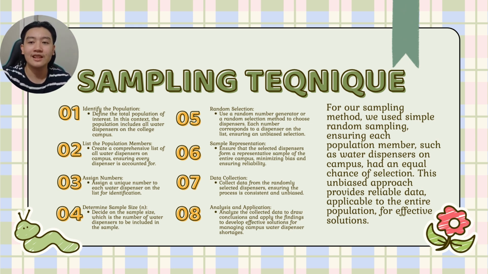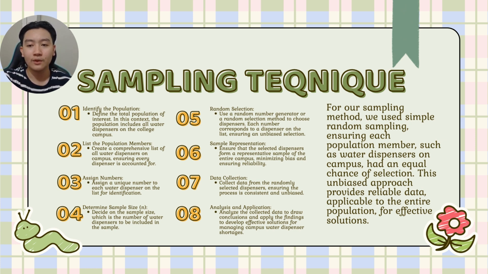The first technique is identify the population, define the total population of interest. In this context, the population includes all water dispensers on the college campus. The second is list the population members, create a comprehensive list of all water dispensers on all campuses, ensuring every dispenser is accounted for. For the third, assign numbers. Assign a unique number to each water dispenser on the list for identification.